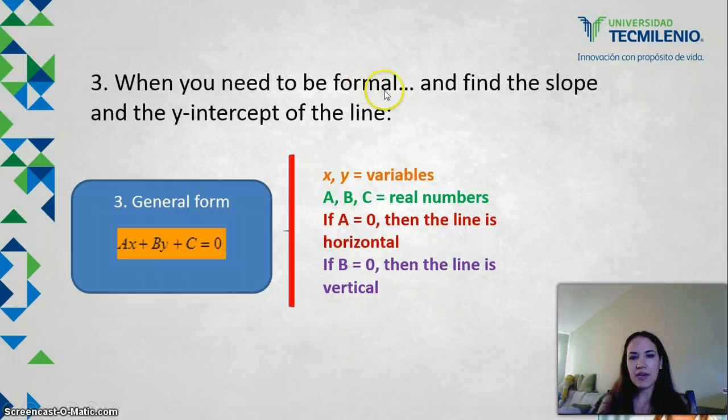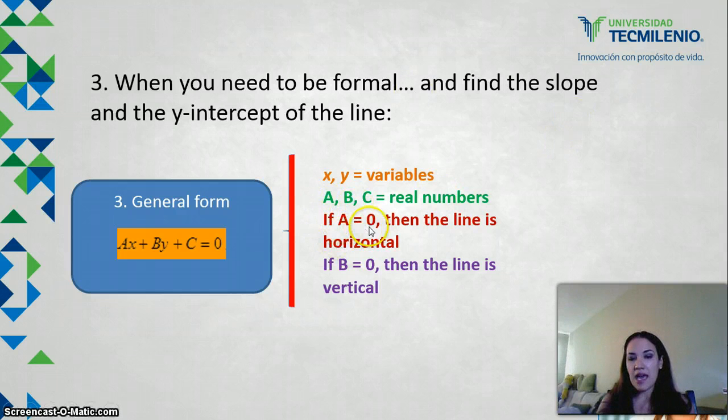And when you need to be a little bit more formal and you don't have the slope or the way to calculate the slope, and you are asked to find the slope and the y-intercept, you're going to use this form of equation that is called the general form. The general form has 3 terms: ax plus by plus c equals 0. Here the x and the y's represent variables, and a, b, and c represent real numbers. However, a and b, both at the same time, cannot be 0. One of them has to have some value.